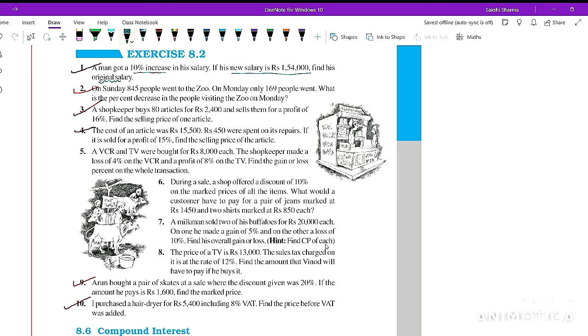We are going to assume the original salary as X, then we will find out how much increase was there. That can be calculated as 10% of original salary. That will be equal to 10% of X. And then in order to find out the new salary, we will be adding the two. The original salary plus the increase will give us the new salary. And that's how we will form a linear equation to find out the value of X.